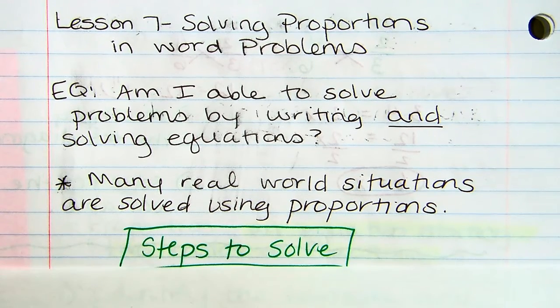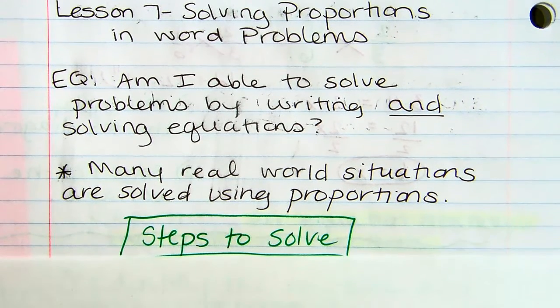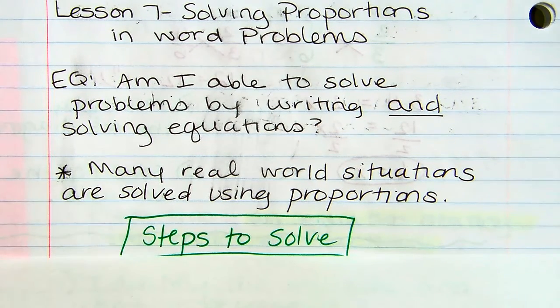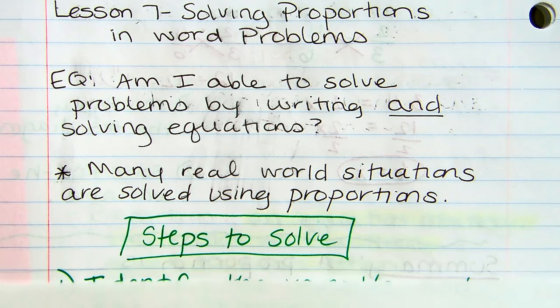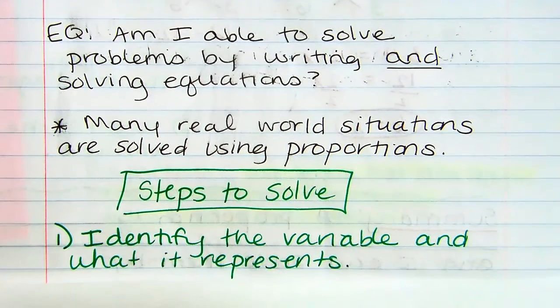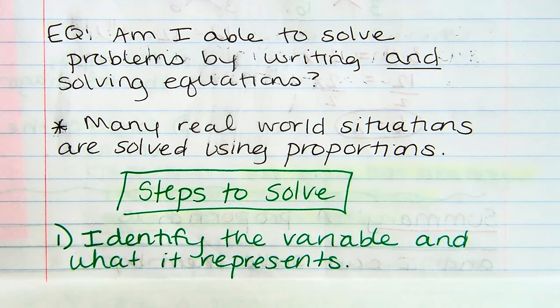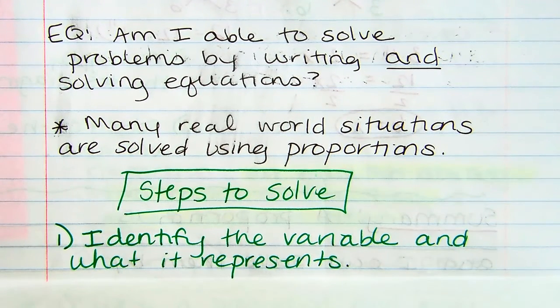Now, as we proceed through this, I've given you a couple of steps to solve it, okay? There are 4 steps to create an equation out of a word problem and solve it. So that's what our steps are going to be focused on. Now, our first step, when we have a word problem, is to identify the variable and what it represents. So, in a word problem, it's not going to say X seconds. It's going to say, find how many seconds it'll take to travel 4 feet.